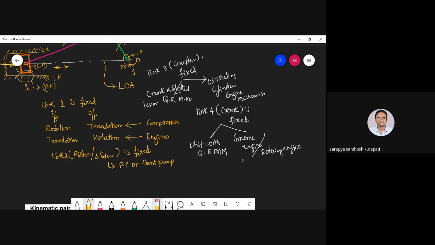In these mechanisms, which ones have we discussed in the last class? We have completed crank and slotted lever quick return motion mechanism, and we have also completed Whitworth quick return motion mechanism. We need to complete oscillating cylinder, Gnome engine, and pendulum pump or hand pump. Today we are going to discuss these things. Between these two quick return motion mechanisms, which one did we call the best quick return motion mechanism? Don't waste time. If you don't remember, just tell me and I'll recollect it.